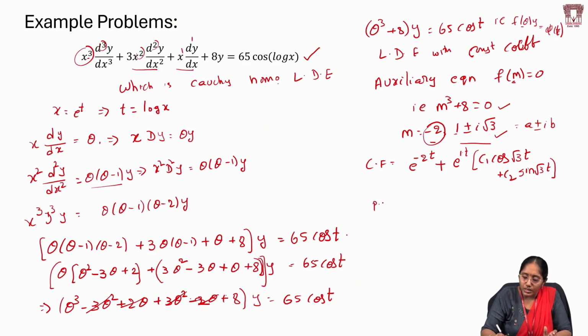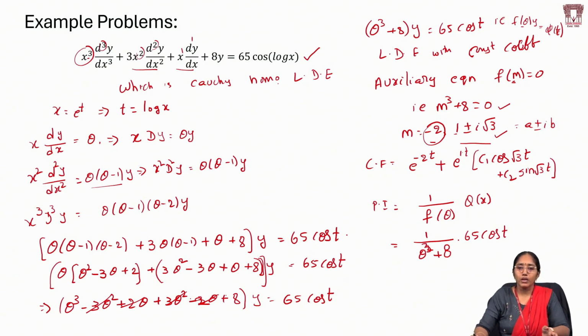Now, how to find the particular integral? The particular integral is 1 by f of theta into Q of x. That 1 by f of theta is nothing but theta cube plus 8, into 65 cos t. Wherever theta square is there, we need to apply method 2.